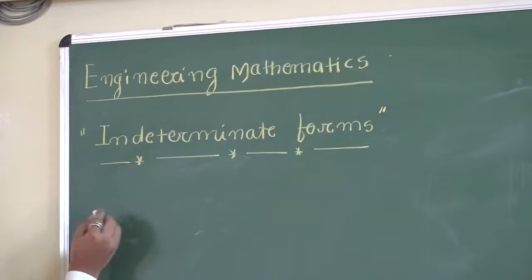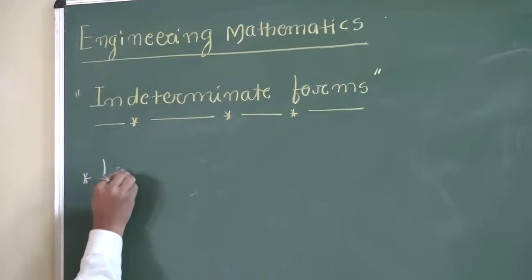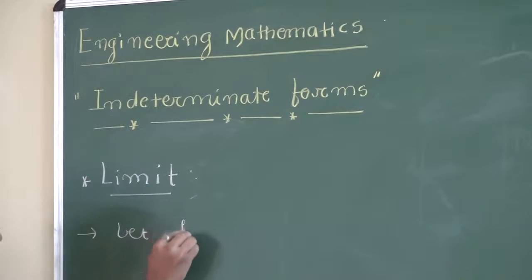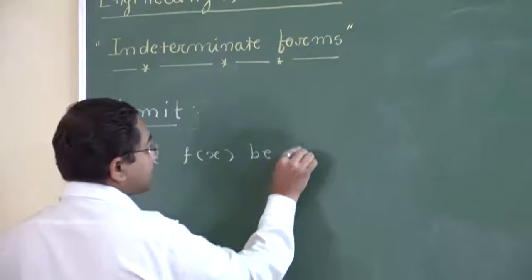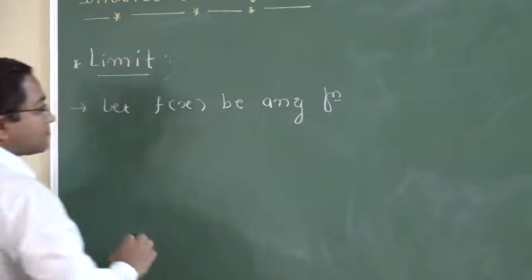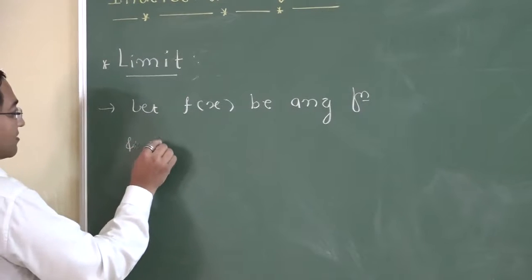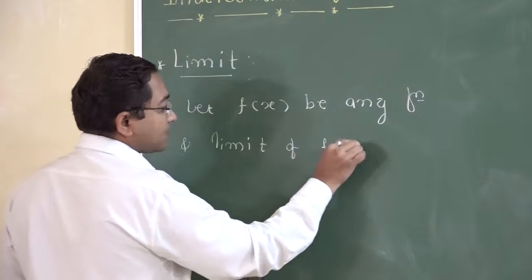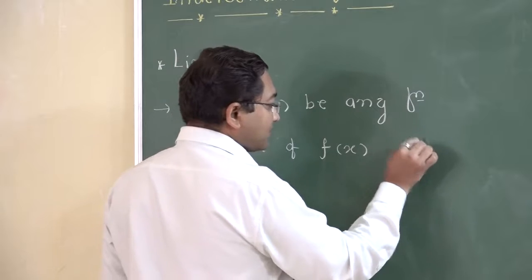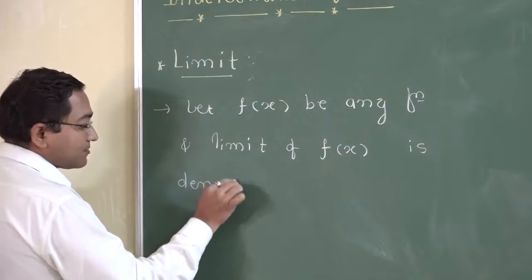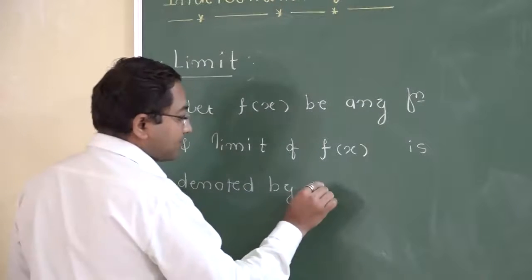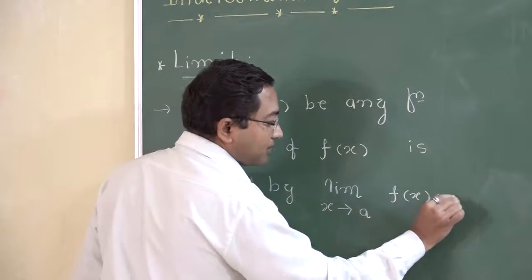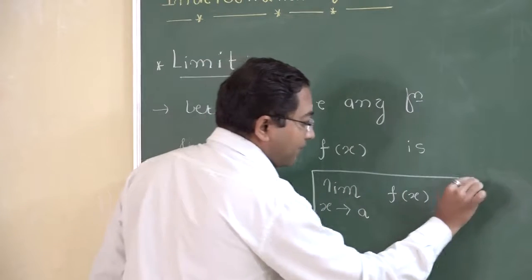So first we discuss what a limit is. Let f of x be any function, and the limit of f of x is denoted by limit x tends to a f of x equal to L.